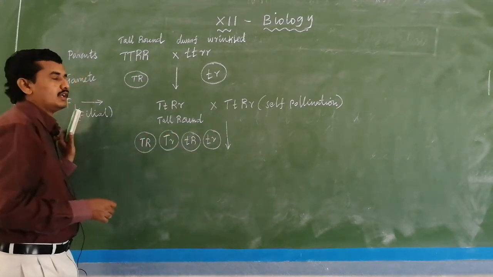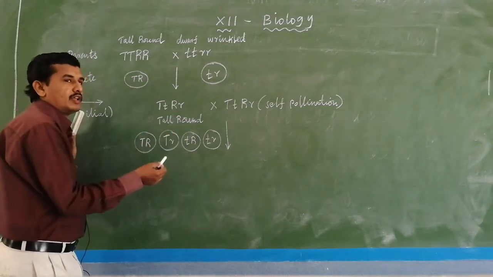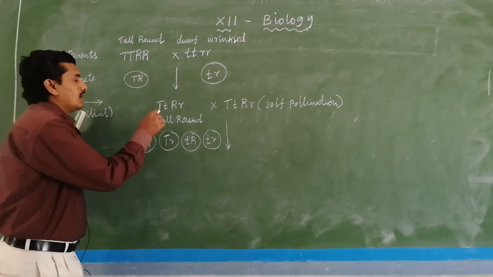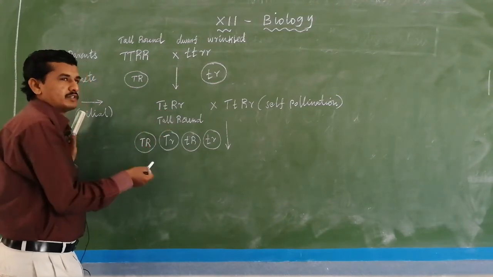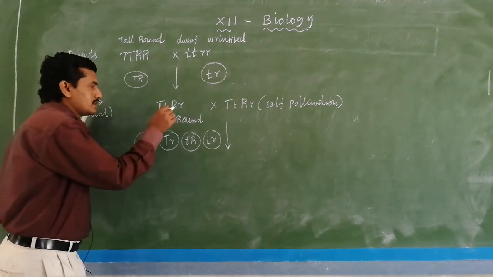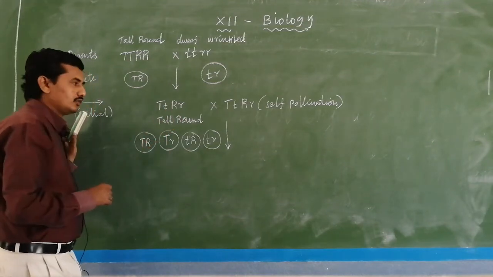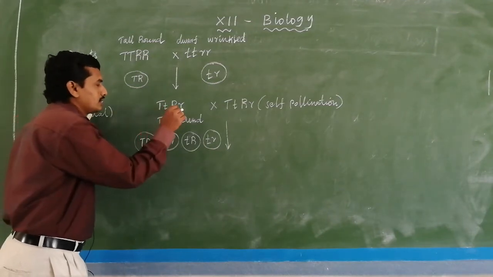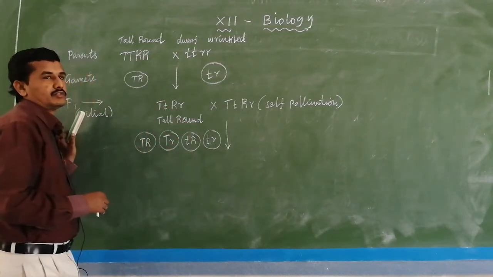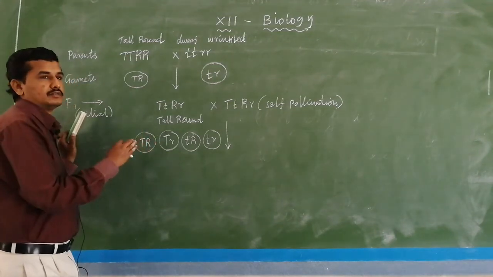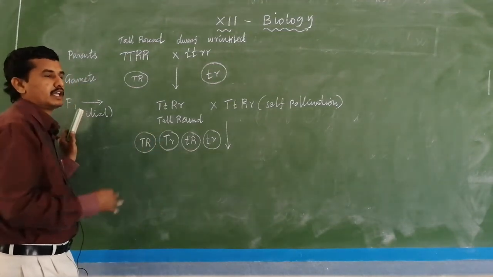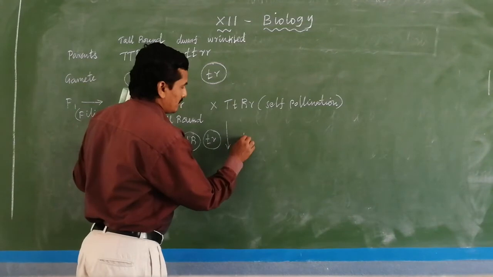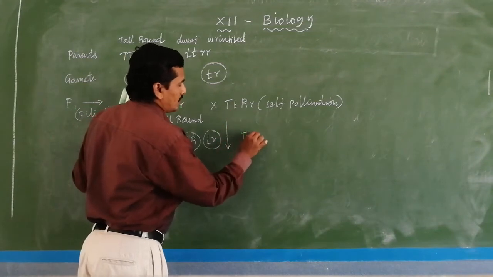Actually, only 4 types of gametes are produced in the particular plant. In probability, capital T capital R, 25% of gametes are produced; capital T small r, 25%; small t capital R, 25%; and small t small r, 25% of the gametes are produced. So actually it is a probability. This way many gametes are produced in the F1 generation. The same plant, same character, so the gametes are also the same.